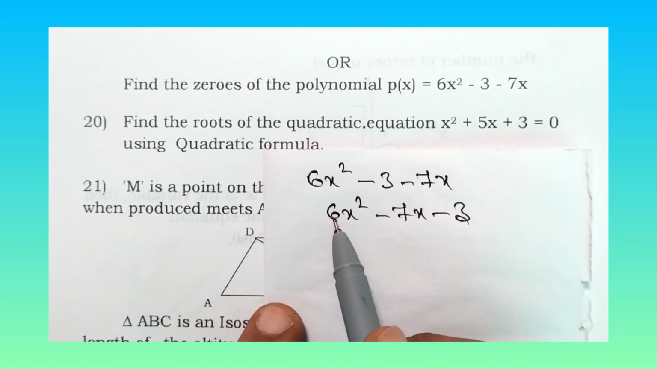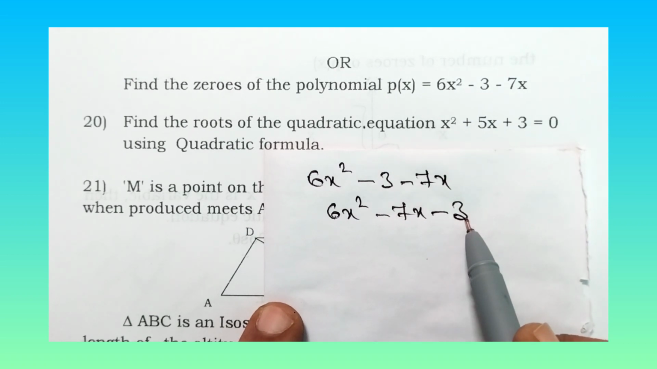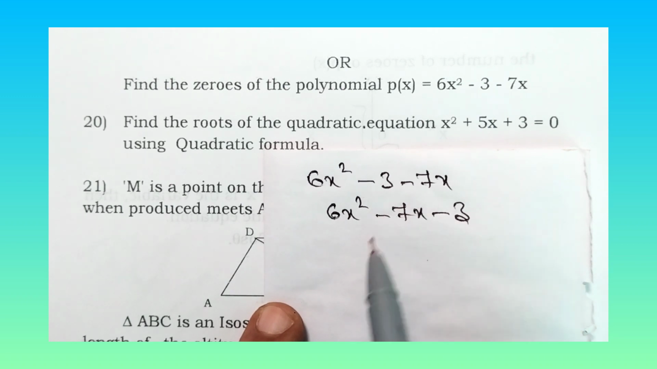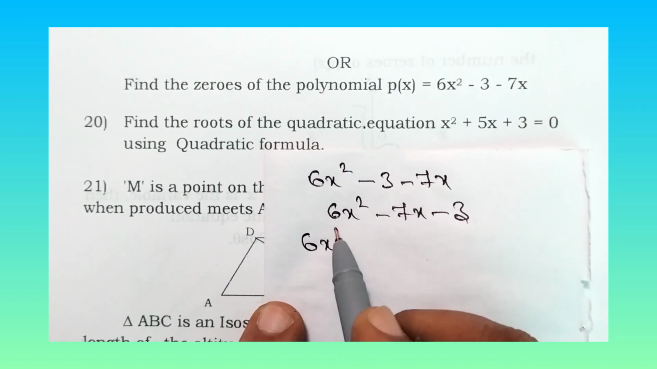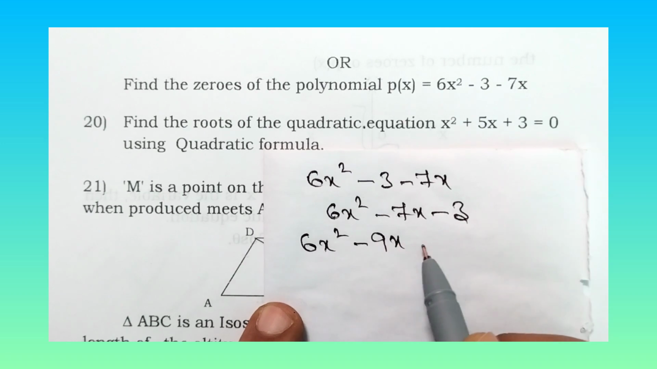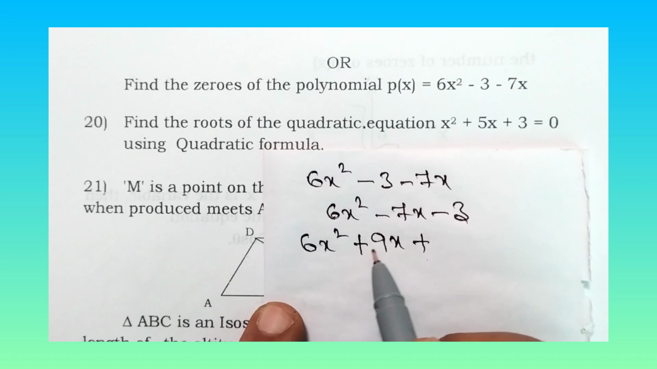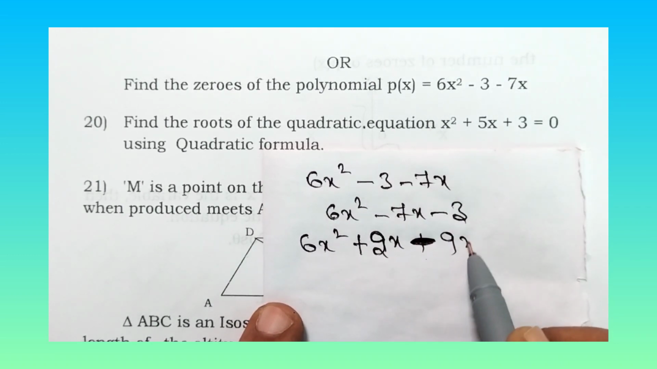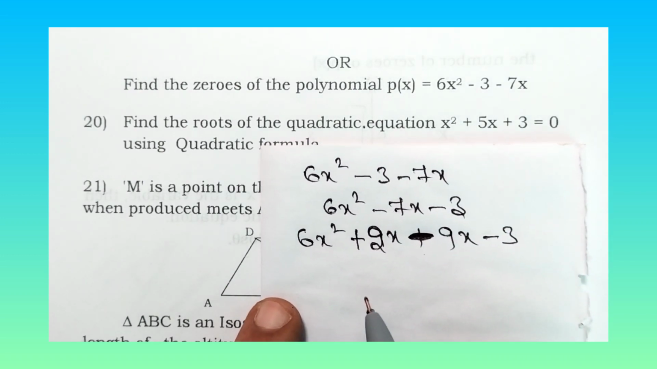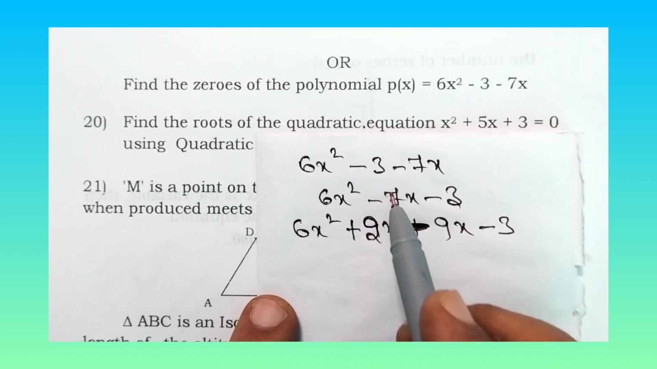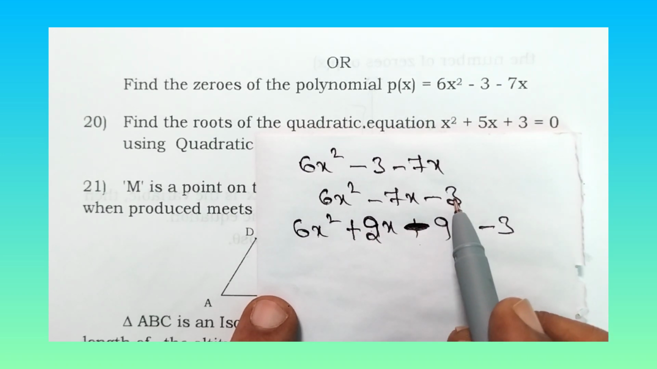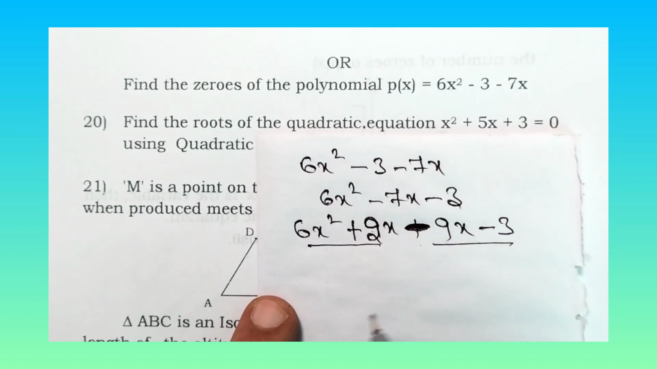If you multiply any two numbers, 6 3s are 18. If you multiply any two numbers, you have to get 18. If you add or subtract, you have to get 7. So one is 6x square minus 9x plus 2x minus 3. See here, minus 9 plus 2 is minus 7. Plus into minus is minus. 2 9s is 18. Make these two one group and these two one group.